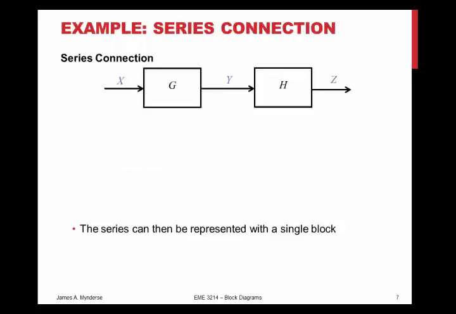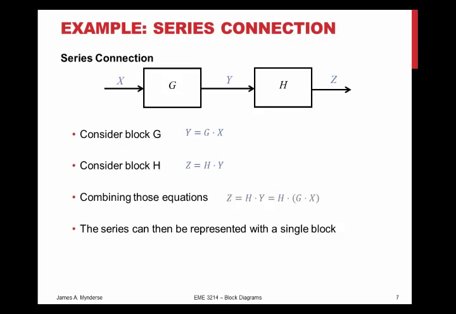But let's look at the series connection and just run through it so you can see how this works. If we've got signal X going into block G, and block G provides output Y, which is then input to block H, which has output Z, then we can look at just G to start with, and we know that Y is equal to G times X. Also assume that G and H are linear. I forgot to mention that. And if we look at block H, then Z is H times Y.